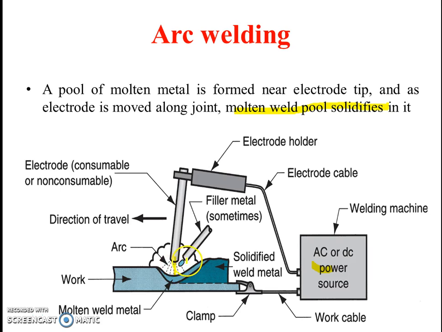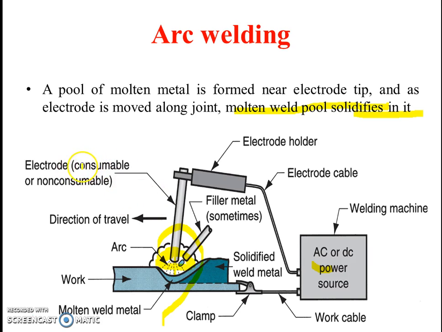So electric energy is converted into high heat energy, and that heat is used for melting the base metal. Whenever the two base metals are melted, they join and fuse together, and after some time the weld pool solidifies and a proper weld is formed. We can see that there will be an inert gas to protect this area from the environment.